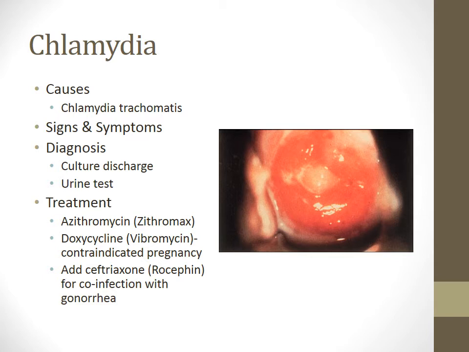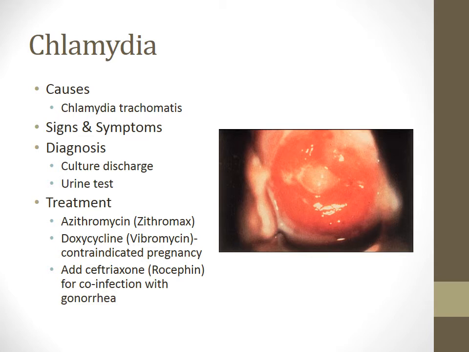Signs and symptoms: usually both men and women are asymptomatic, but women can show symptoms both in the cervix and in the urinary tract, and men also in the urinary tract. There can be thin or purulent discharge, burning and frequent urination, and lower abdominal pain. To diagnose, they will take a culture of the discharge from the penis or the cervix, or a urine specimen can also be tested.